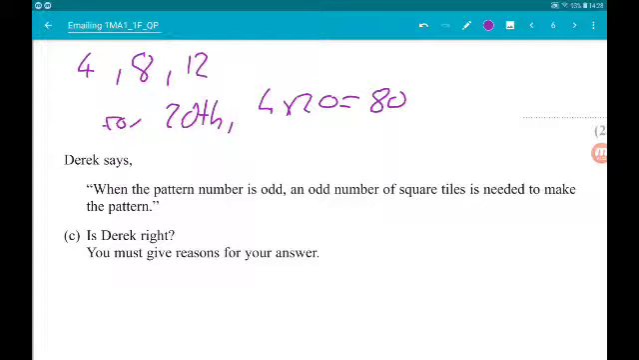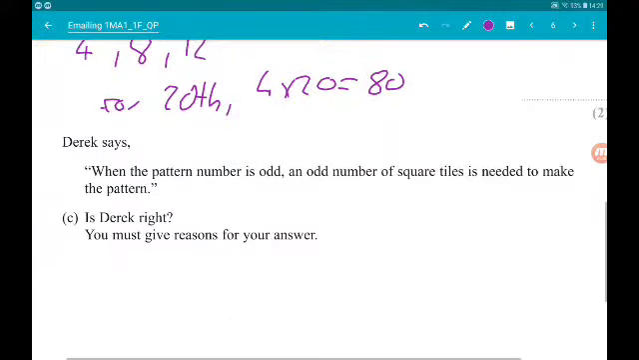So remember the square tiles come from our square numbers. Square numbers are when you multiply a number by itself. So Derek is right. The reason being, because the odd pattern is going to need that odd number times itself, number of square tiles, it's going to be odd.